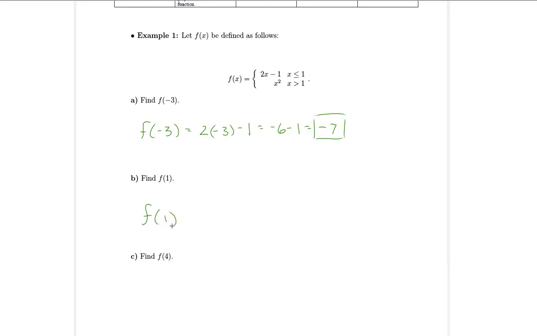If they ask me to find f of 1, okay, well this is right where it breaks, but of course we're going to include it with the less than or equal to symbol, right? So I'm still using the formula 2x minus 1. But then when I jump down here to find f of 4, okay, now 4 is greater than 1, so now I'm down here, so now I'm going to use the x squared part of the formula. So a piecewise function just simply has different rules for different intervals.